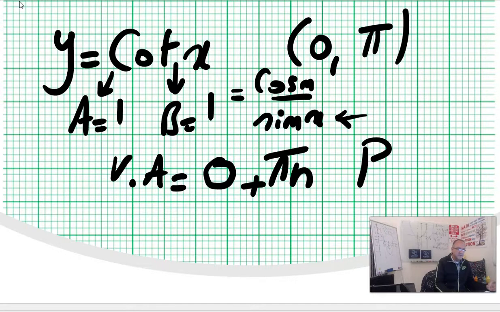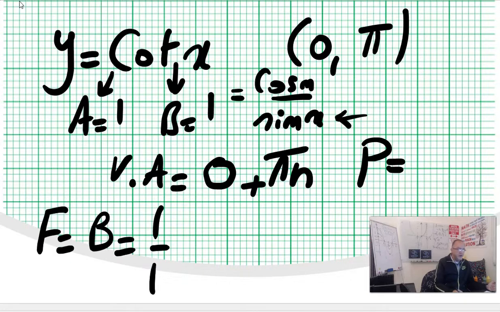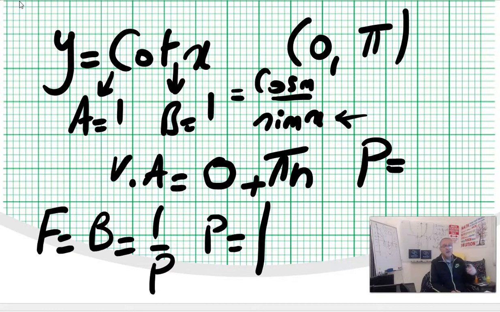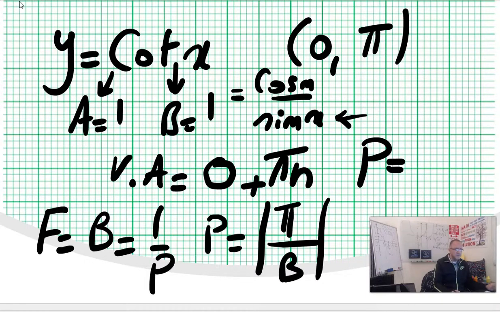And the period, remember, b equals 1 divided by the period. The period is going to equal 2 pi in the case of the sine and cosine to finish the mission. And when the tangent is involved, it's just pi. And with the cotangent, it's the same thing. It's pi divided by b, and b in this situation is 1. So your regular period is 1.